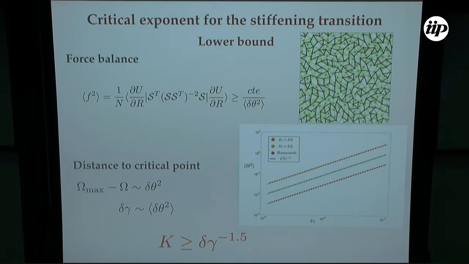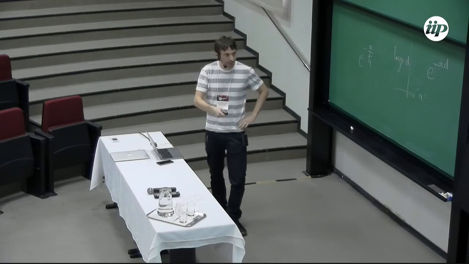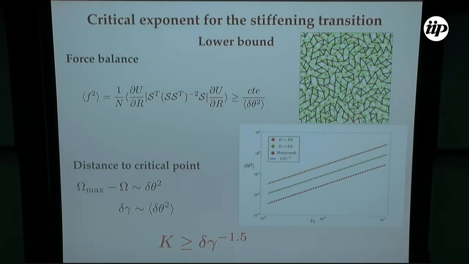Then, thinking about some expansion, you can imagine that at the critical point the area or the volume of this expansion becomes maximum. So the distance to some other volume should go like delta theta squared, and then you get that the elastic modulus should go like delta gamma to the power minus something larger than delta gamma to the power minus 1.5.